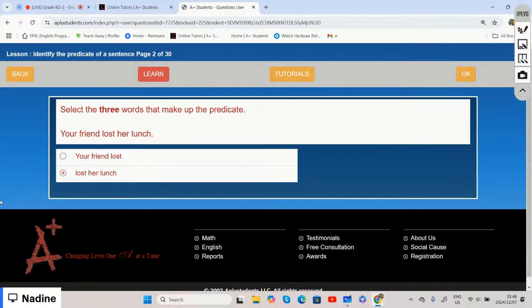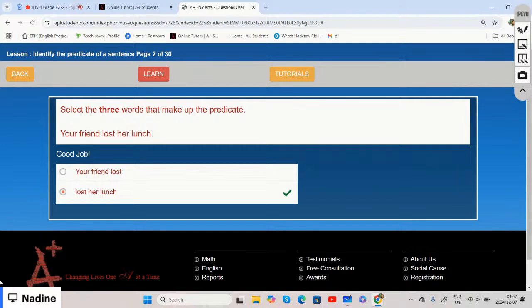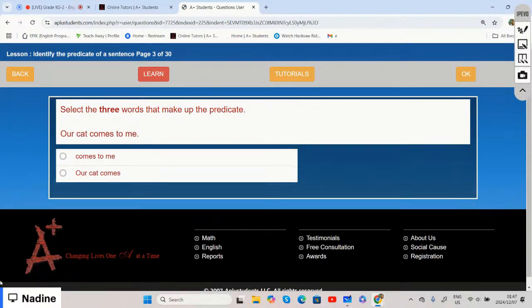All right. And if we were to select the three words that make up a predicate, all right, then we will say it's lost her lunch, starting from the verb. All right.